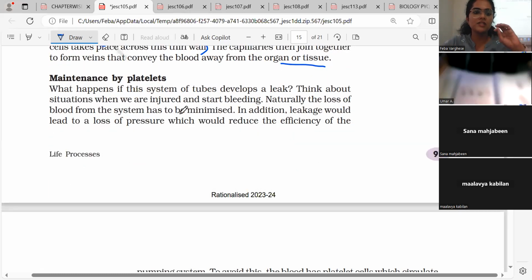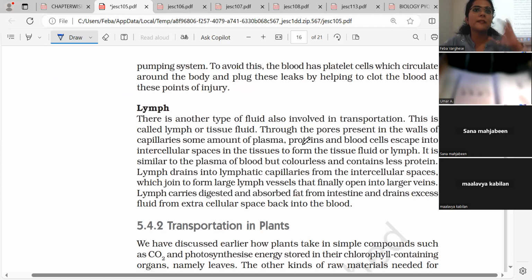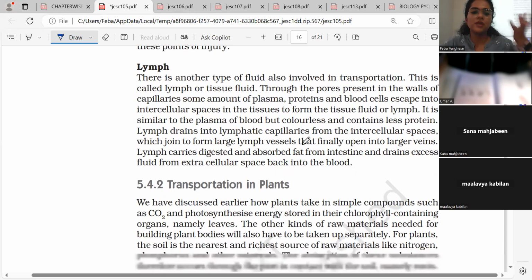And now about the maintenance by the platelets. Well, what's the function of platelets, guys? Platelets help in the blood clotting process. Yes, it helps in preventing excess loss of blood from the point of injury.